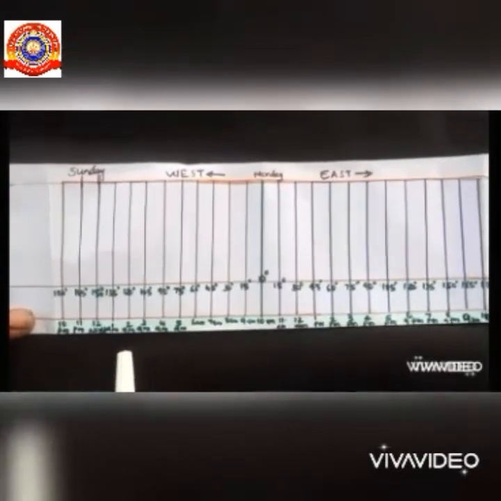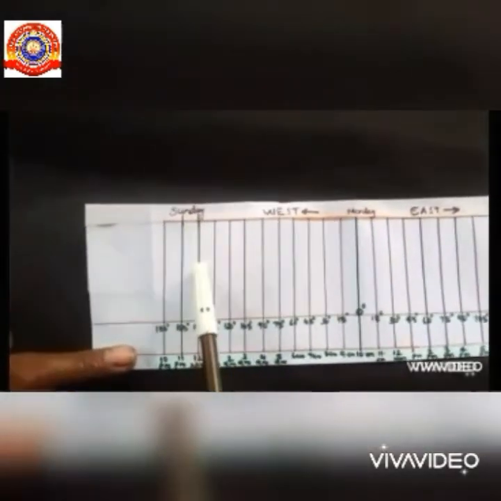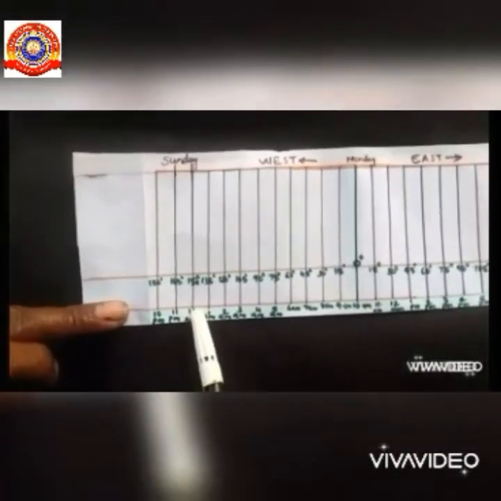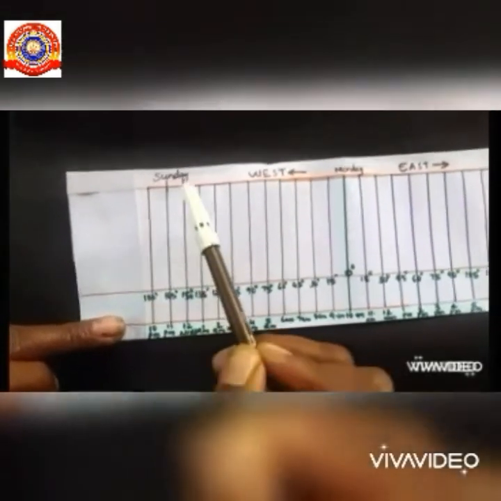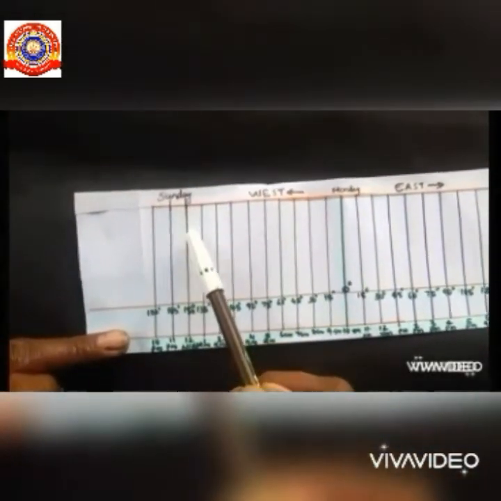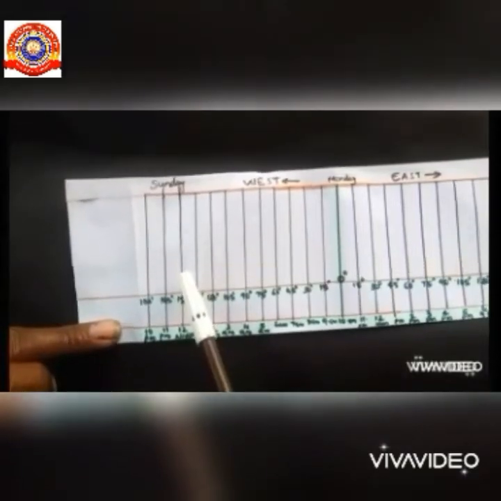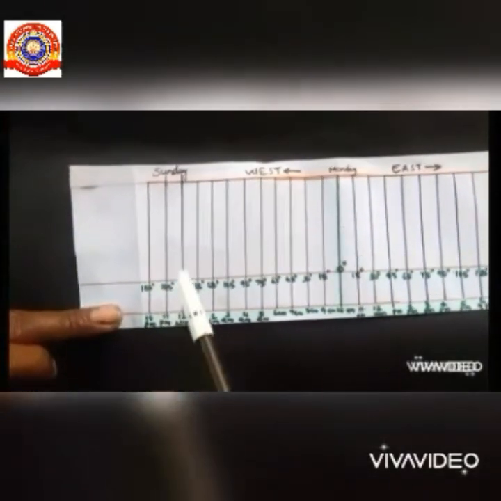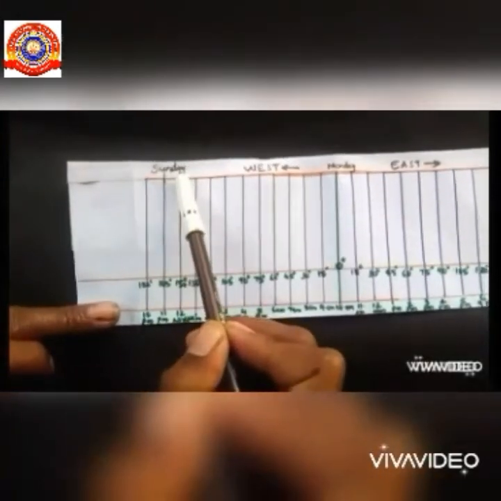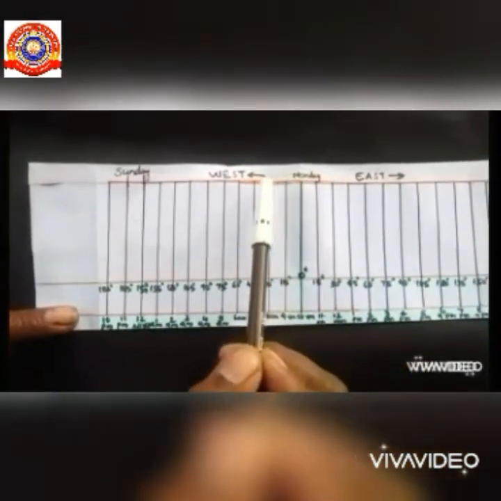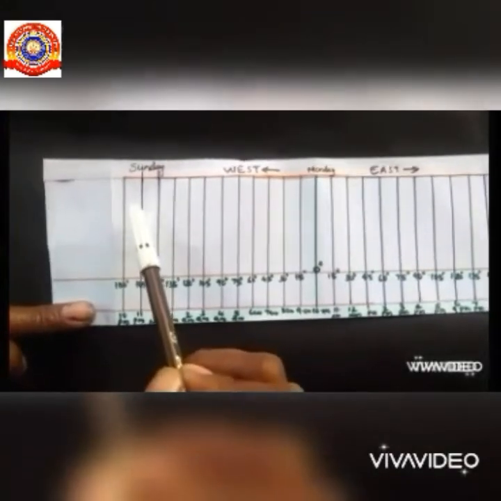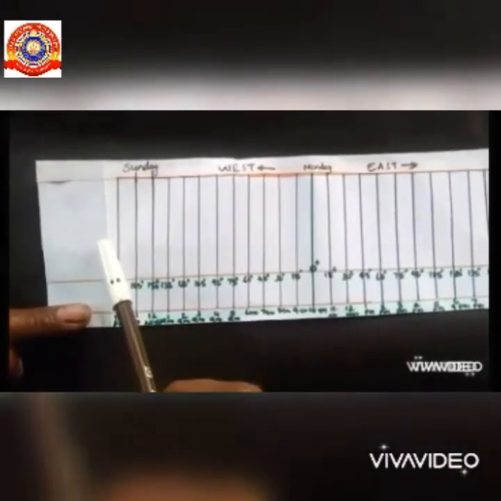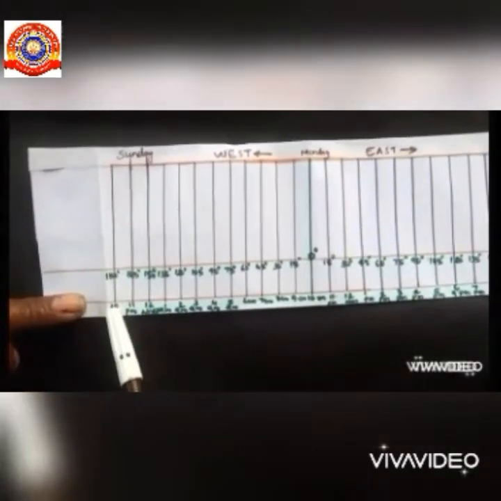Then look at the time at 150 degrees west. What will be the time here? Yes, it is 12 midnight. At 165 degrees west, 11 p.m. on which day? Yes, 11 p.m. on the day before Monday, that means Sunday. At 180 degrees, time will be 10 p.m. on Sunday.